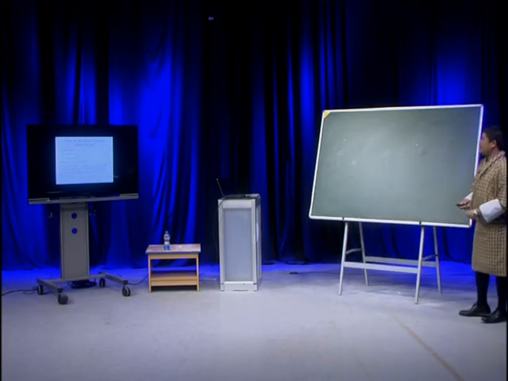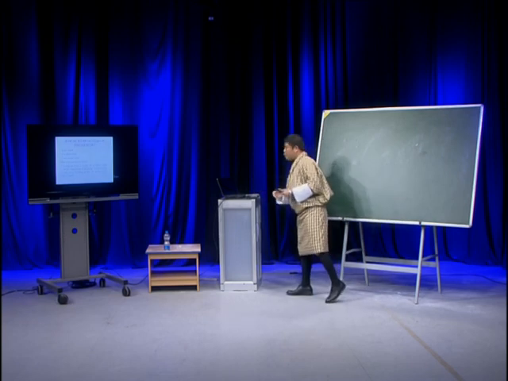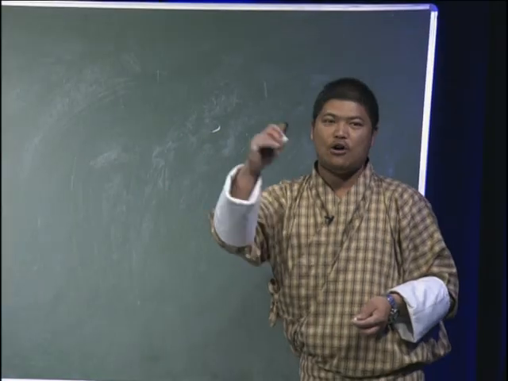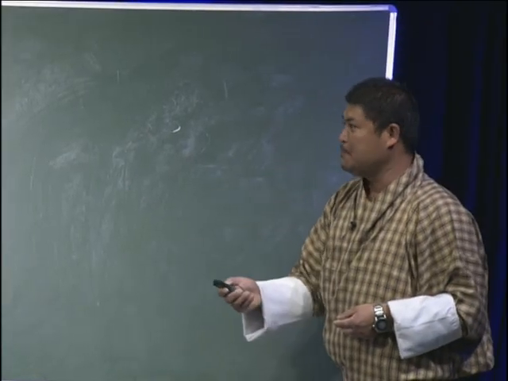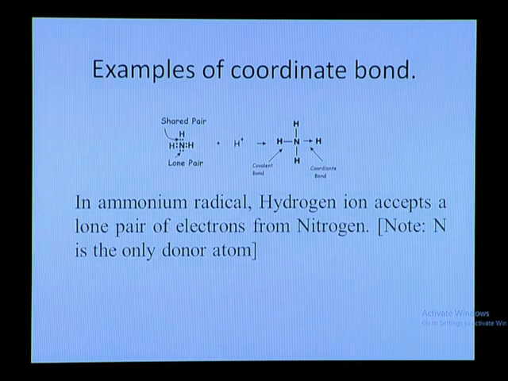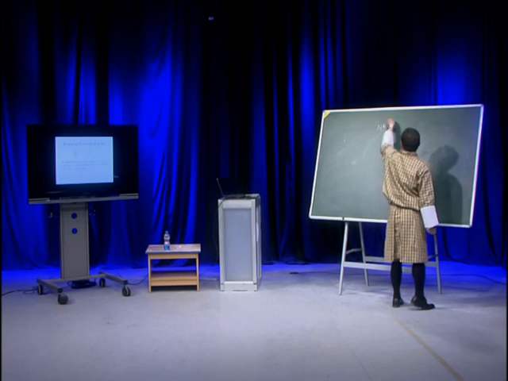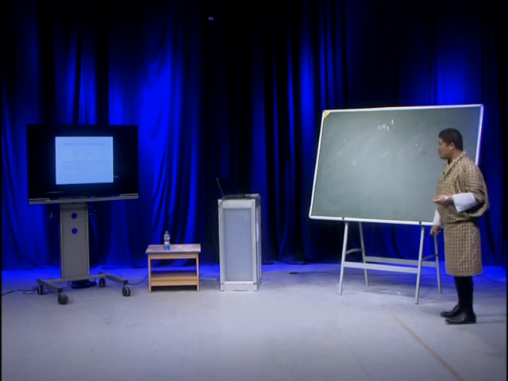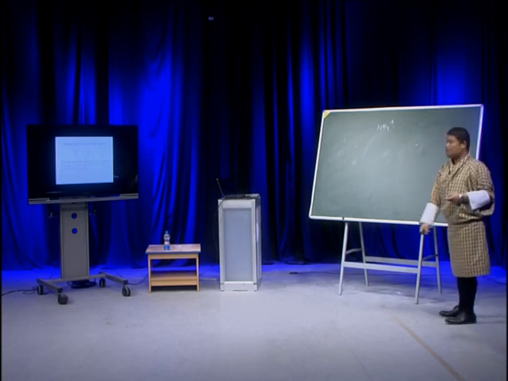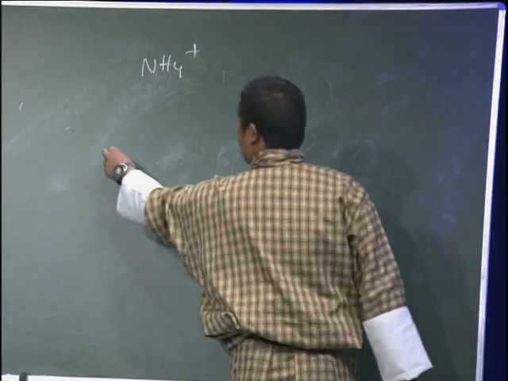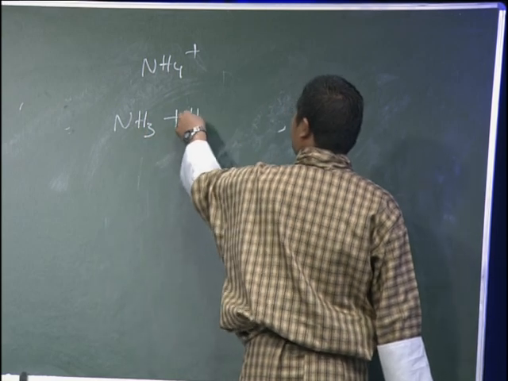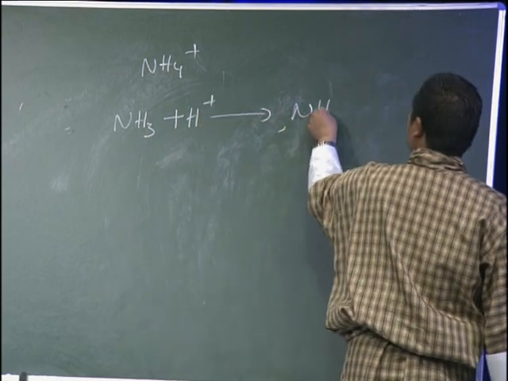A coordinate bond is a type of covalent bond in which the shared pair of electrons is contributed by only one of the bonding atoms. It is also called a dative bond. Let me explain with an example: the formation of the ammonium radical, NH4. This is the best example for the formation of a coordinate bond. Here, first it is ammonia, NH3, plus H plus gives you NH4 plus.